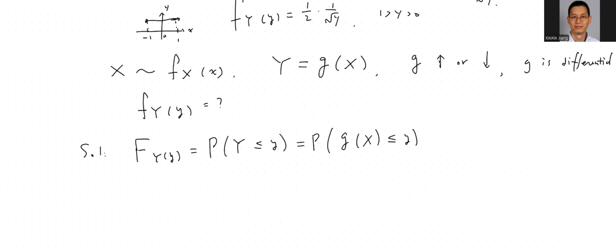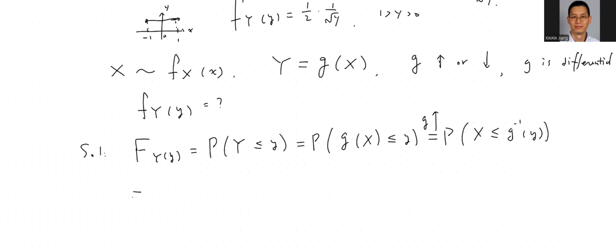I want to single out X, so I use the inverse function. Let's say, assuming g is increasing. When g is decreasing, I'm going to use a different color; it's very similar, but there's some little thing which is different. So X is less than or equal to g inverse of y. If you have an increasing function, you take the inverse on both sides and you keep the direction of the inequality.